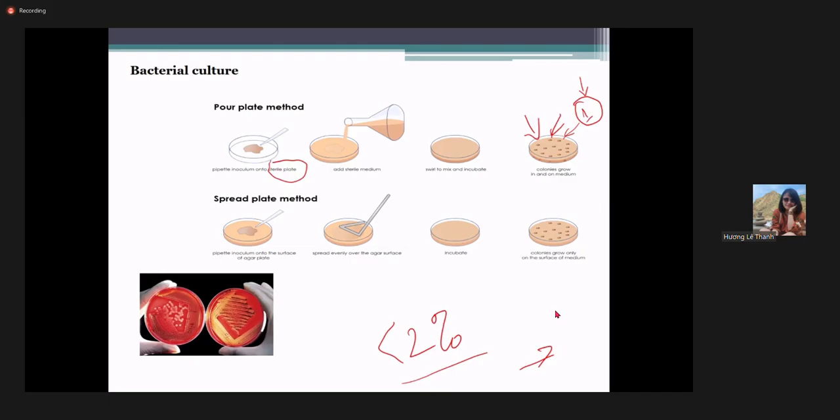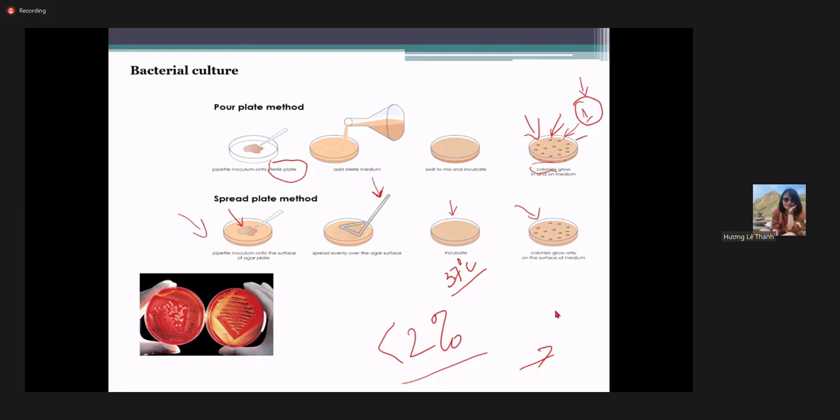This is the technique for how we can spread our plate. We can put some of the suspension containing the materials here, and then we can do this, spreading the suspension to cover the surface of the agar plate, and then we can incubate. So to culture the material from the human, we can incubate, like at 37 degrees, and then these colonies will grow on the surface of the medium.